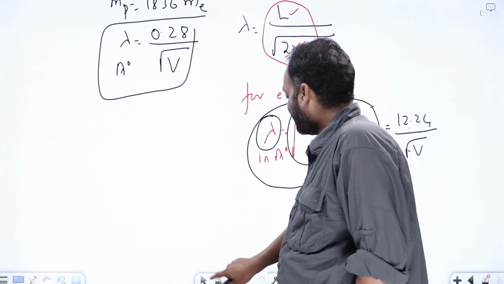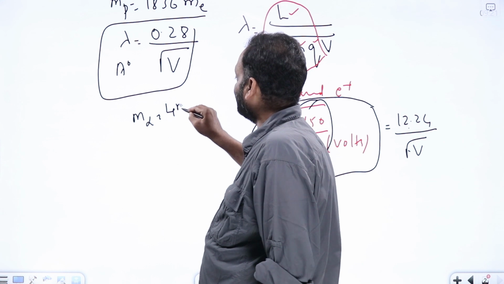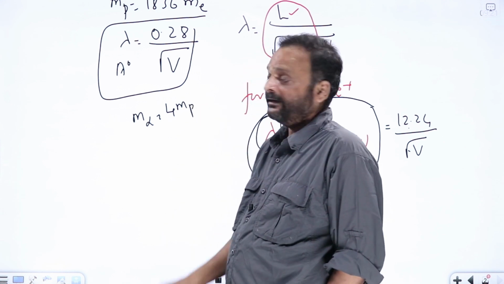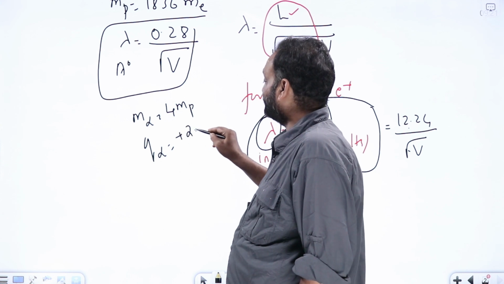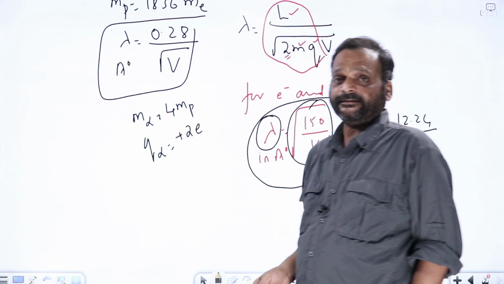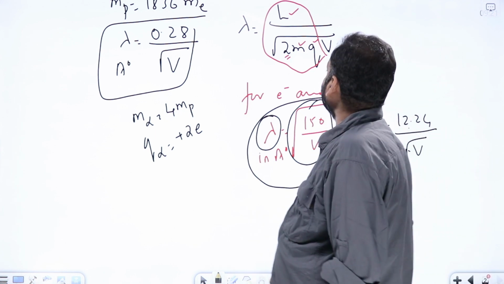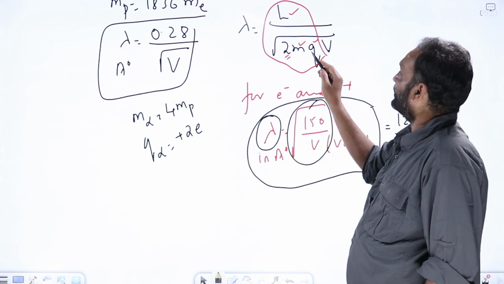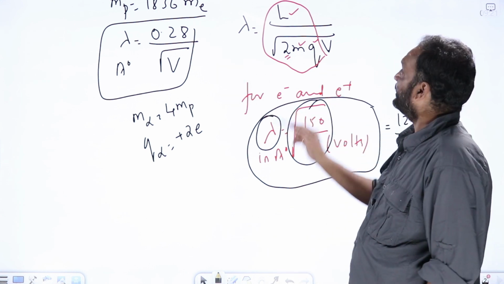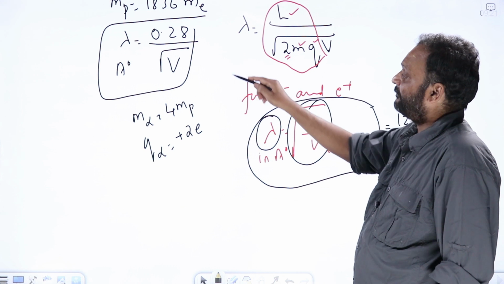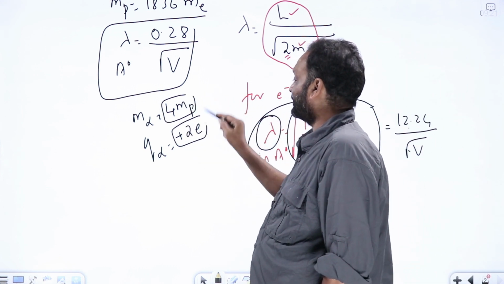So the mass of the alpha particle, m alpha, can be taken as 4 times the mass of the proton. The charge of the alpha particle, q alpha, can be taken as plus 2e, double the charge of the proton, due to two protons. So what changes will come here? We have substituted for proton and got 0.28. What's the difference between proton and alpha particle? The alpha particle's mass is 4 times more, and its charge is double that of a proton.